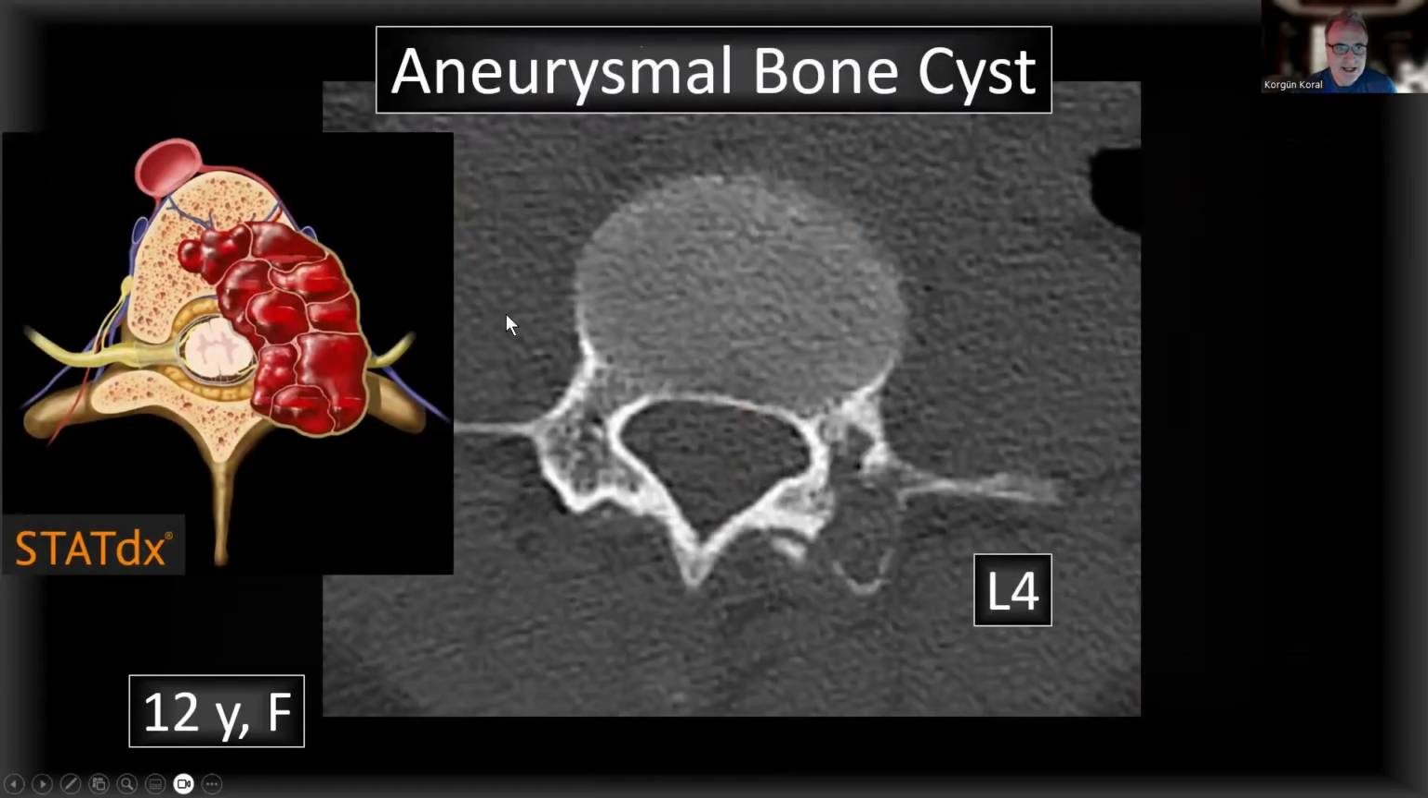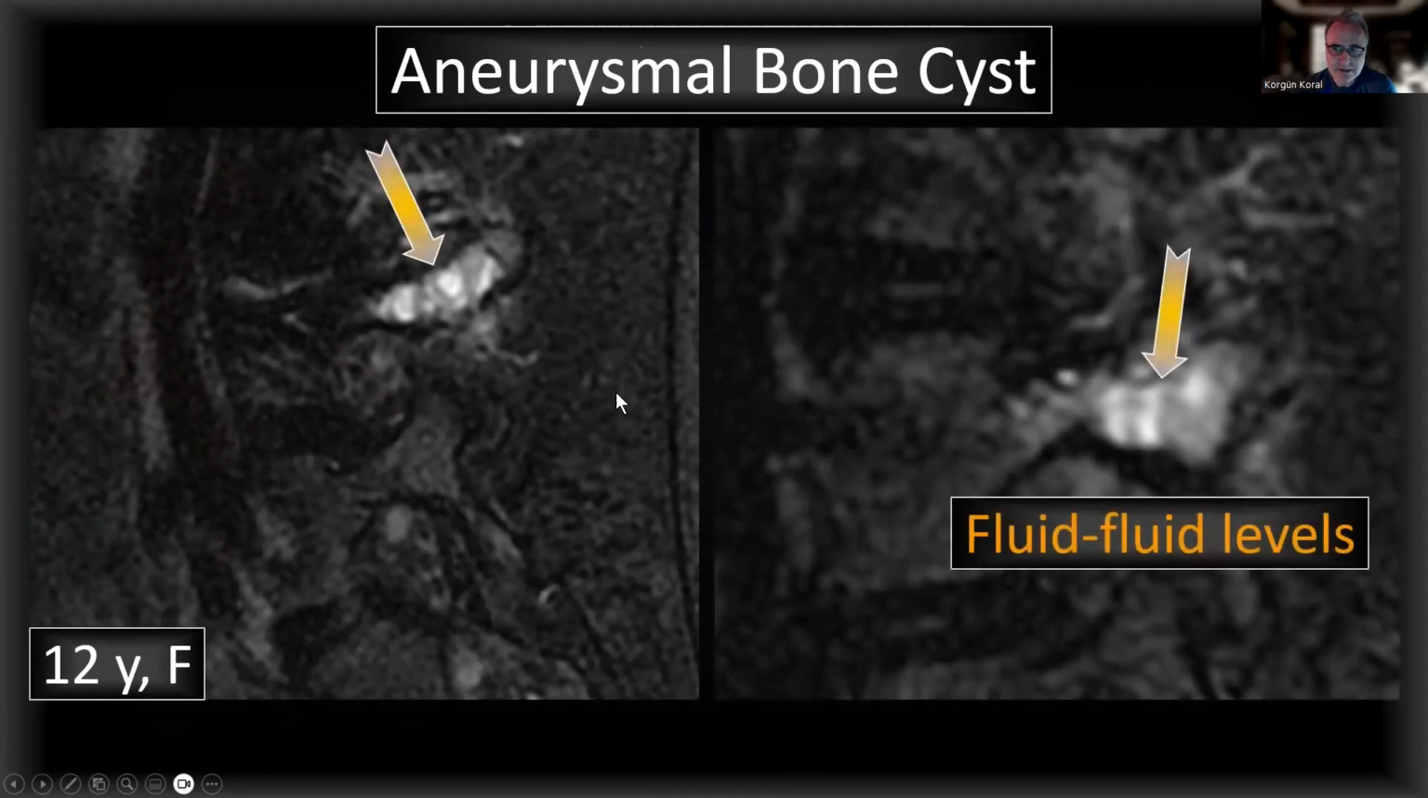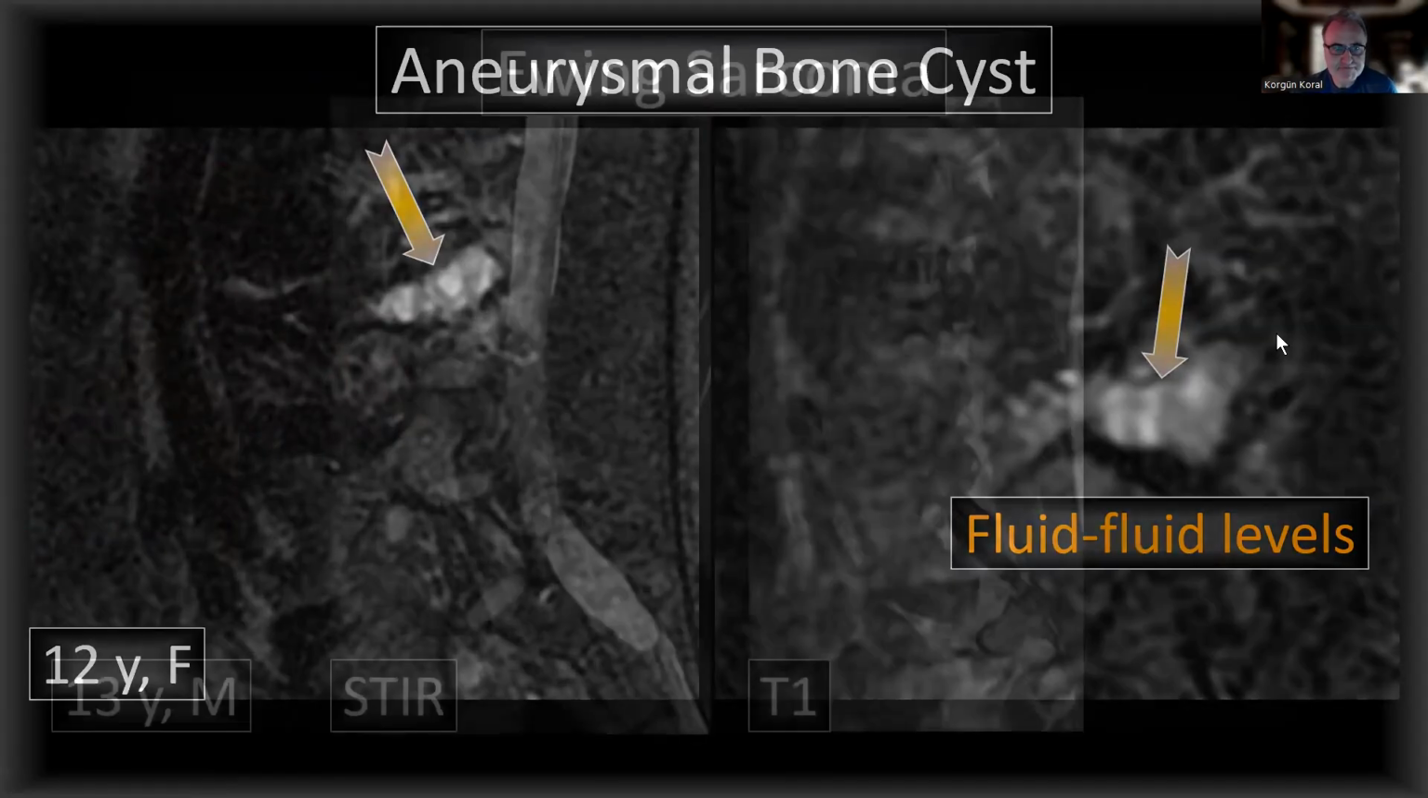Aneurysmal bone cysts can involve the posterior elements or the vertebral body, characterized by a lytic expansile lesion and cortical breaks on CT. The blood levels or fluid levels are easier to detect on MR. The same child's MR shows involvement of the lamina and pars. As we go to a higher magnification, one can make out the fluid or blood levels within these multiple compartments.